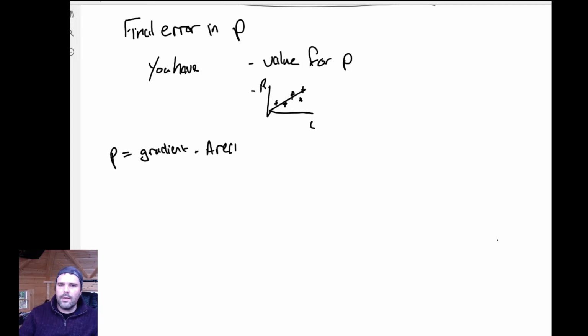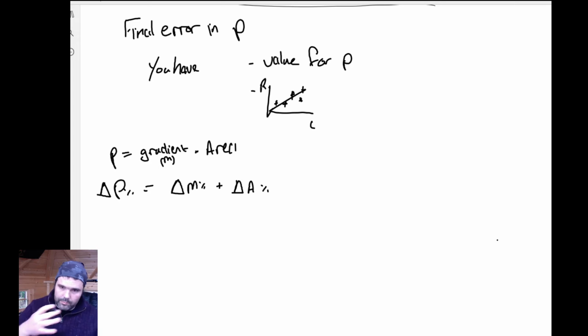To get the error in resistivity, we need the error in gradient plus the error in area. So delta rho as a percentage equals error in gradient, remember that's m, as a percentage, plus the error in A as a percentage. At least for this one, you've only got to work all these things out once because you've only got one set of data now. It's all from the graph. It's not for every row in your table you've got to do it, so this is a lot easier. Okay, so there's two bits to this. One, two. Let's look at bit one first.